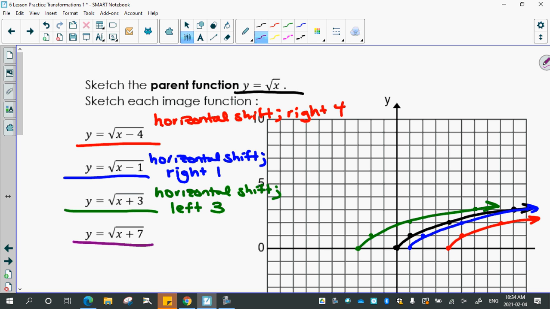And y equals the square root of x plus 7, where the plus 7 is under the square root sign? 7 to 5. Yes. I think I can fit the 7 maybe this time. 1, 2, 3, 4, 5, 6, 7, yeah. Oops. So that's a horizontal shift. Left 7.